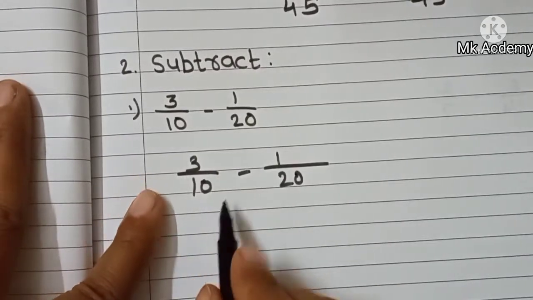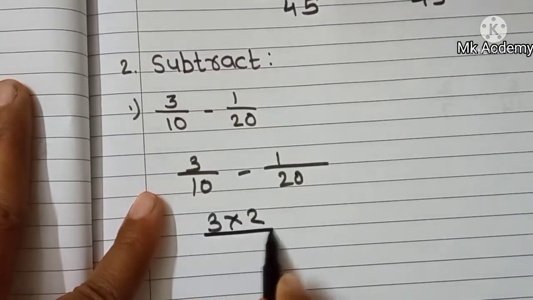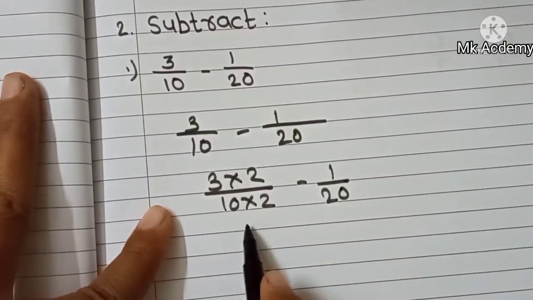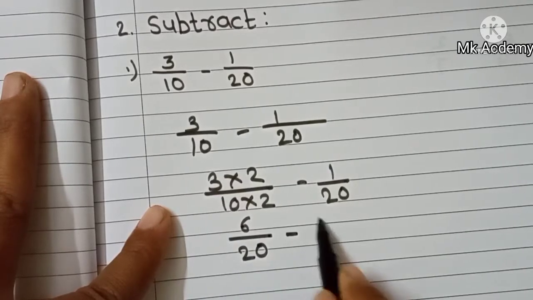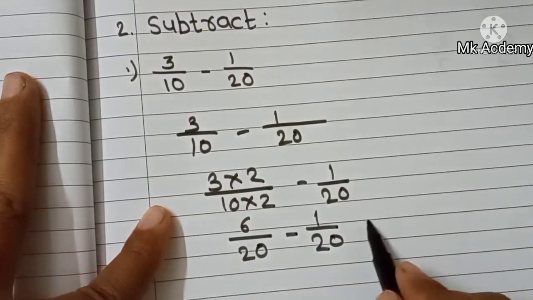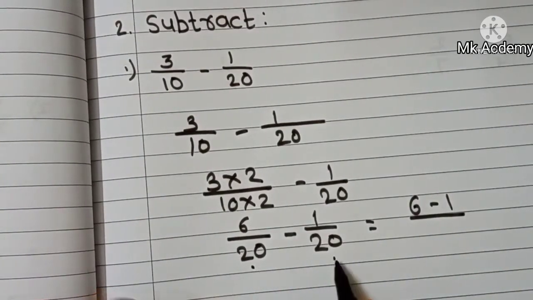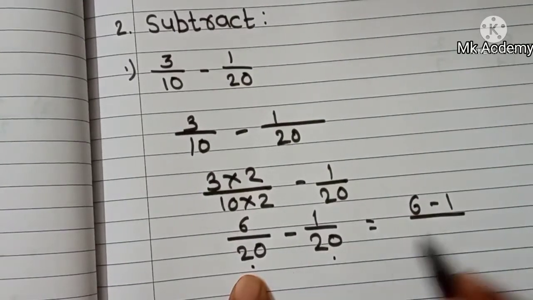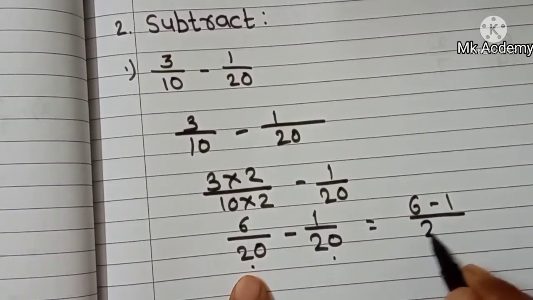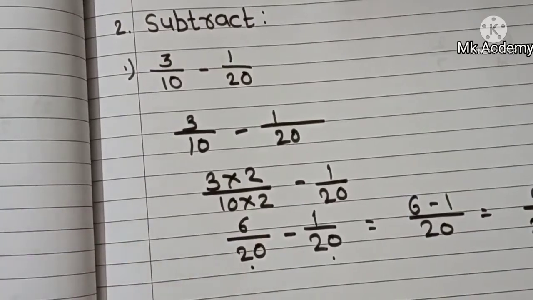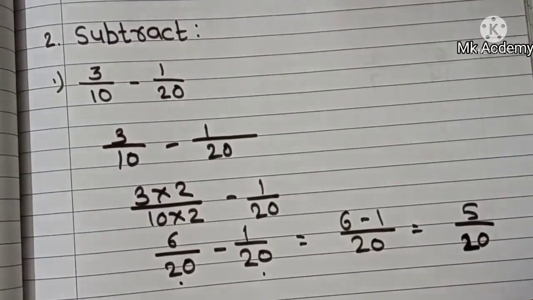We multiply this 3 upon 10 by 2. 3 into 2, 10 into 2, minus 1 upon 20. 3 twos are 6, 10 twos are 20, minus 1 upon 20. Now 6 minus 1. See, denominators are the same, which means we converted unlike fractions into like fractions, then do subtraction. 6 minus 1 upon 20. The answer is 5 upon 20.